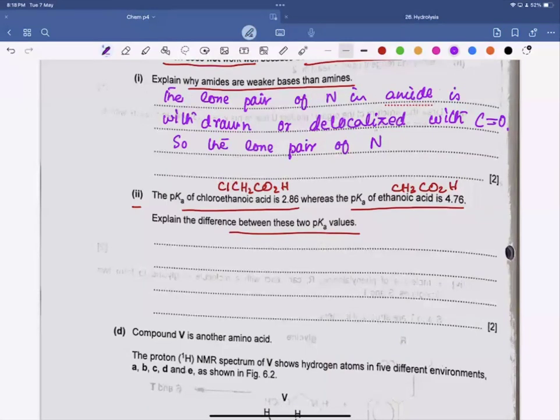That oxygen is more electronegative. The oxygen on a carbonyl carbon is more electronegative. That's why the electrons are withdrawn. And as a result, the lone pair's availability decreases on nitrogen, which makes amides weaker bases than ammonia. So the lone pair of nitrogen is not readily available to accept H positive.